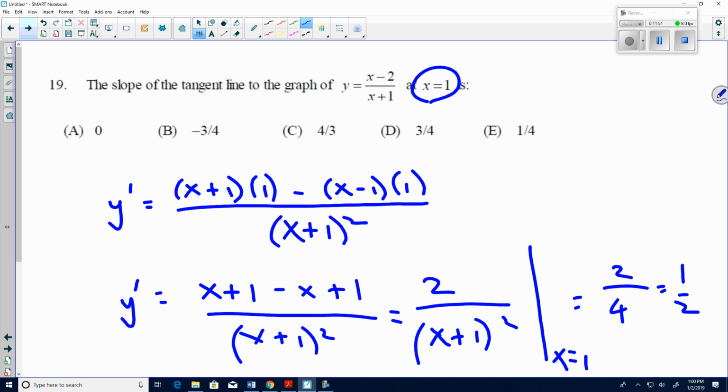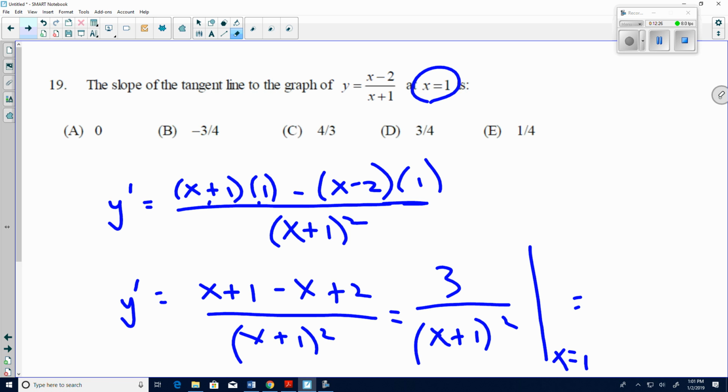Oh, I can't get that answer. So am I right or am I wrong? Where did I go wrong here? Okay, bottom times the derivative of the top minus top, aha, silly me, minus top, which is x minus 2 times the derivative of the bottom, all over the bottom squared. So this would be minus x plus 2, so this is 3, so this is 3/4. Sorry about that misread. Choice D.